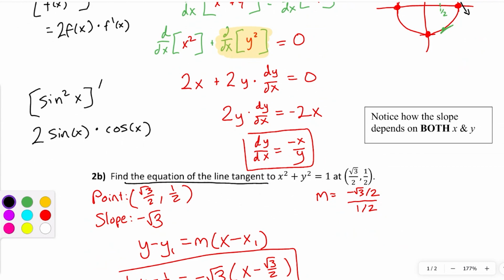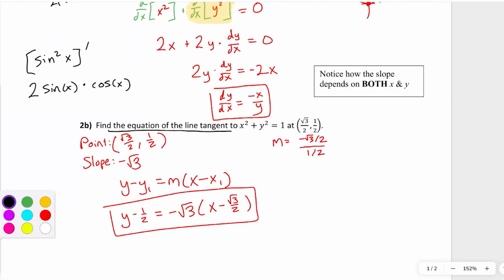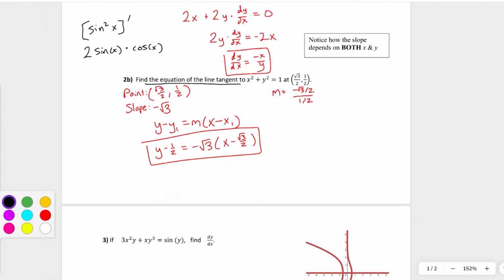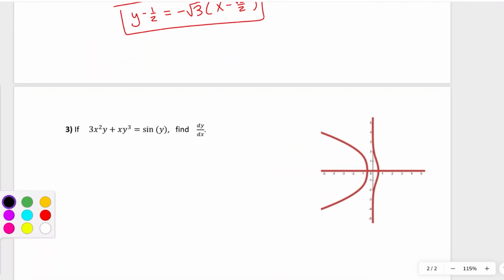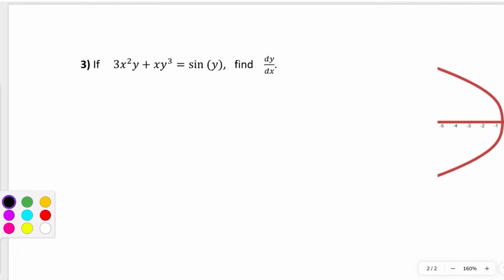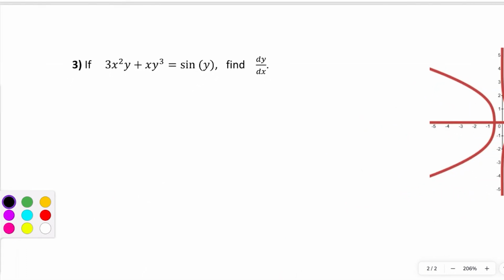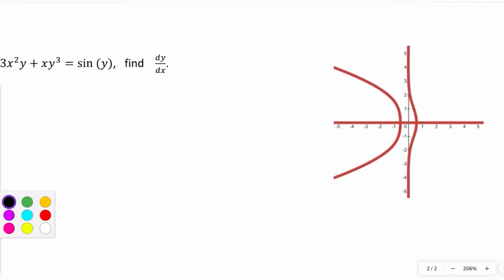Okay, so that's the big idea behind implicit differentiation. Now we're just going to do some practice problems, okay? So look at this crazy equation. We've got 3x squared y plus xy cubed equals sine y. I wouldn't expect that you know what this looks like, but I threw it into Desmos so you could see what this weird graph looks like. That's what it looks like. Would not expect you to graph that or anything. But what we want to do is come up with an equation for the slope of this equation.